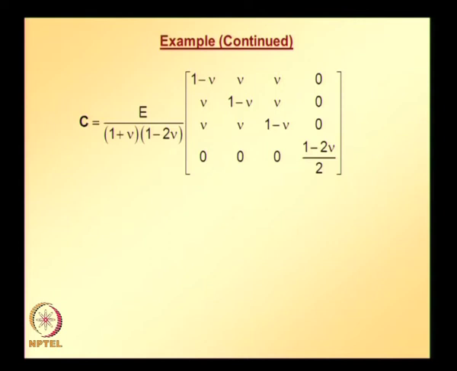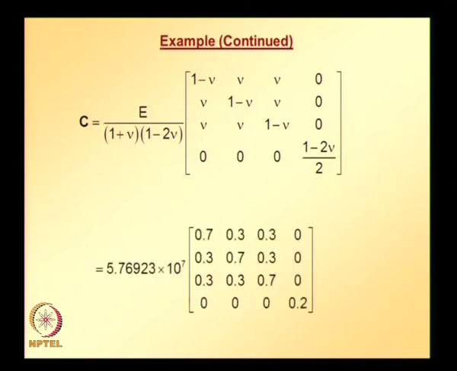Before that, the constitutive matrix which is required for solving this problem is given by this. Young's modulus and Poisson's ratio values are given in the problem statement. So, using those values we can simplify, and we get this constitutive matrix.